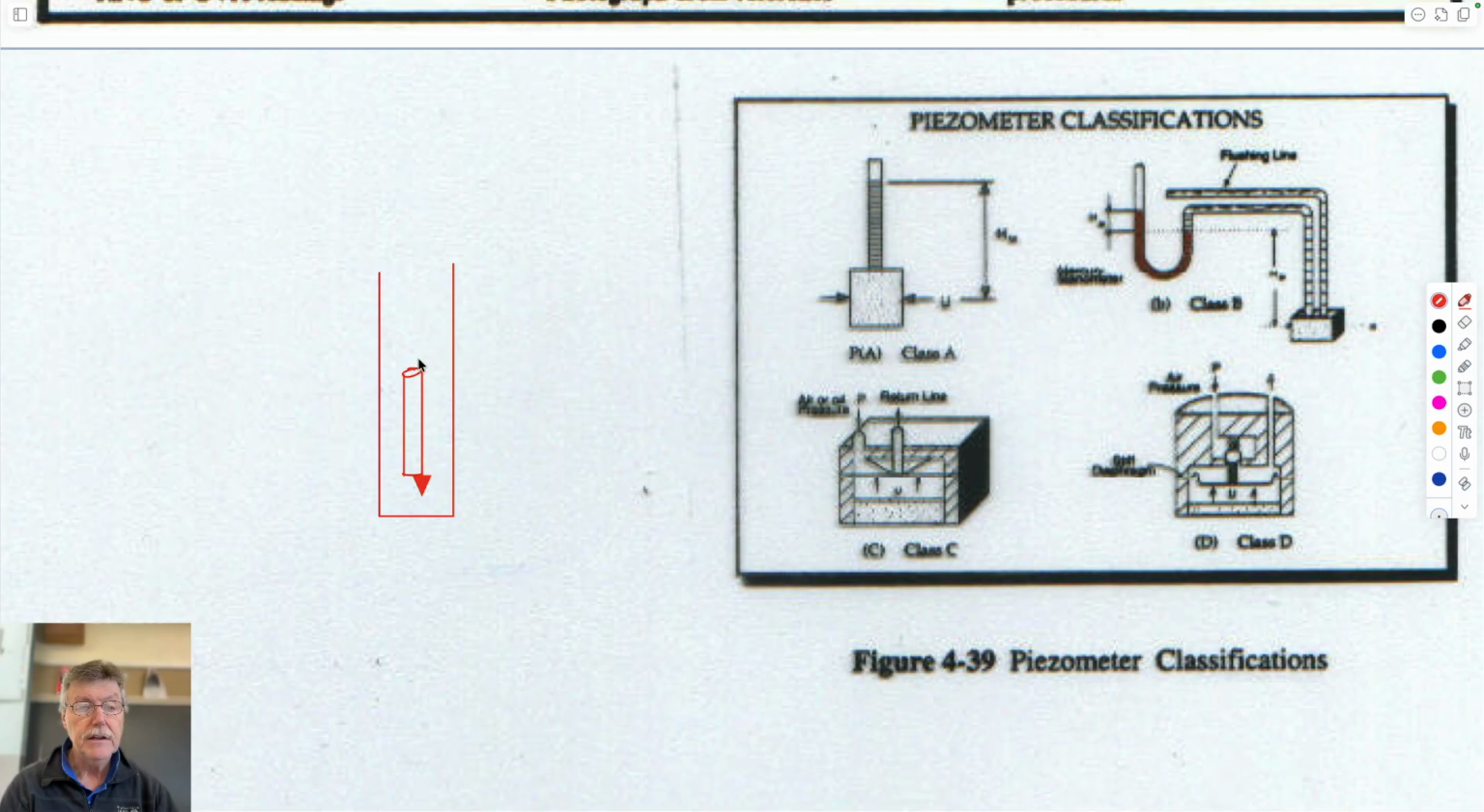You would have electrical cables go up to the top. You'd backfill it with sand, which is permeable. The hole itself would be not cased, so it'd be intact.